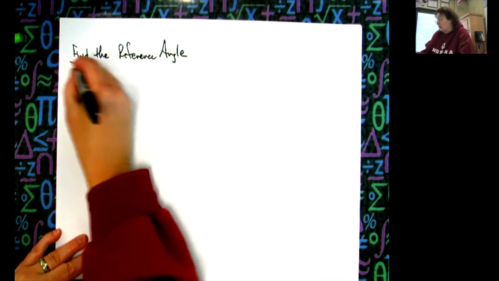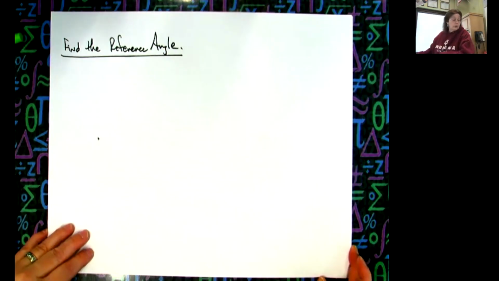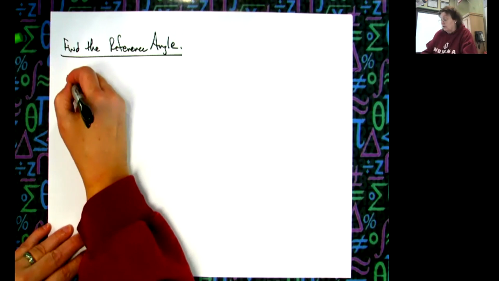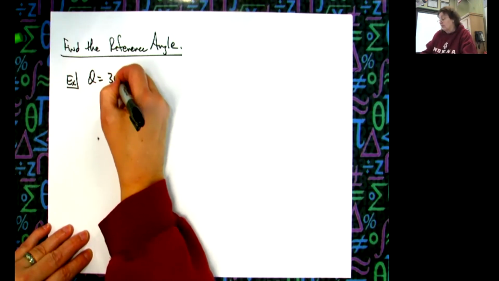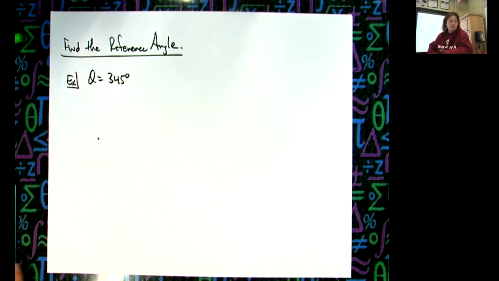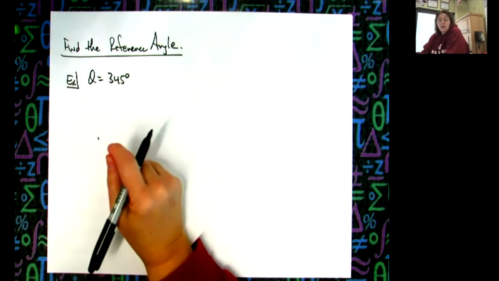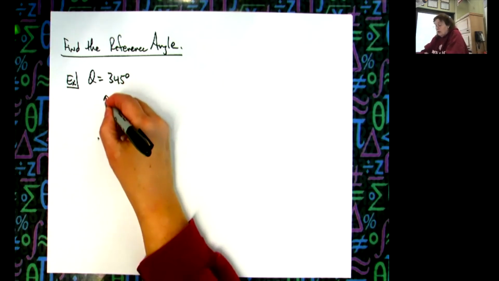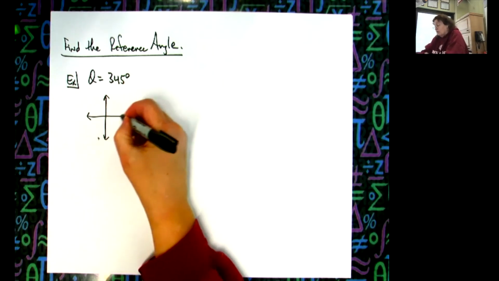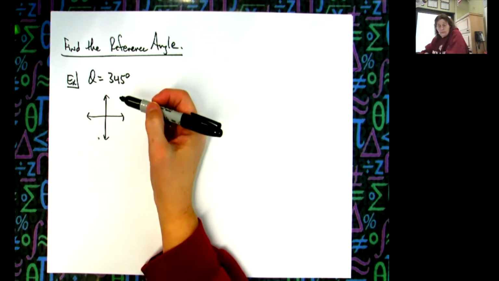And they're going to give you a theta. Okay, so maybe they're going to give you, say, theta is 345 degrees. They're going to give you a positive number. Now, if you need to draw it, then sketch it. There's absolutely nothing wrong with that. You could just do a nice little rough sketch here, so that you can visualize it.